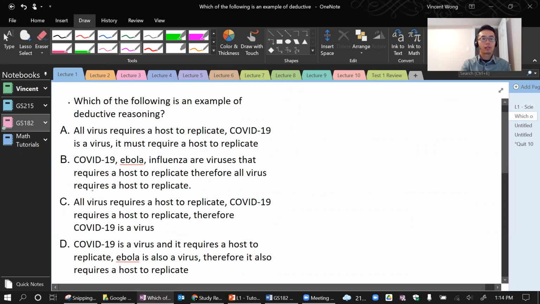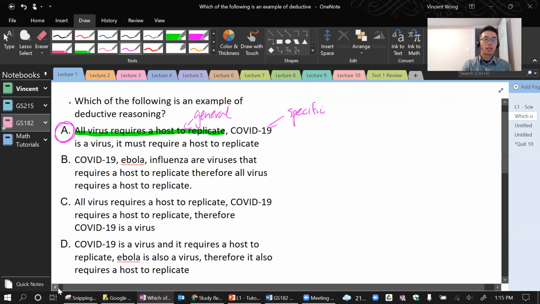So let's take a look at the first one. All viruses require a host to replicate. This is a general statement. COVID-19 is a virus. It must require a host to replicate. This one is specific. So using a general statement, we apply it to a specific case. That is deductive reasoning. So that is the correct answer.